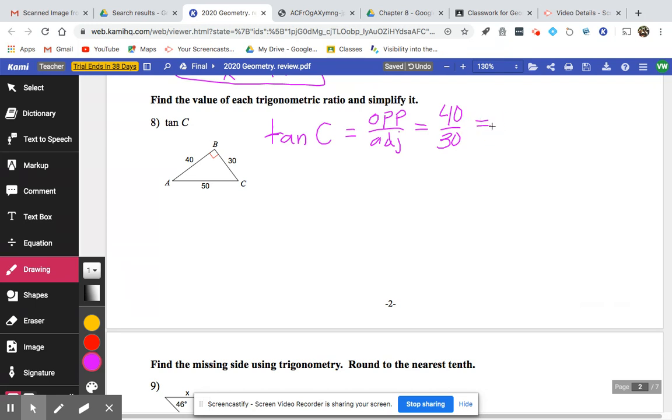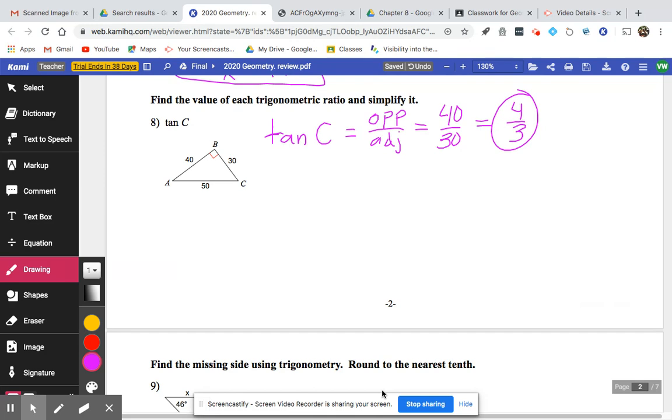Now, why am I choosing the 30 over the 50? Because the 50 is the hypotenuse. We don't want to use the hypotenuse. So 40 over 30 reduces simply to 4 over 3. So that's the value of the tangent of C.